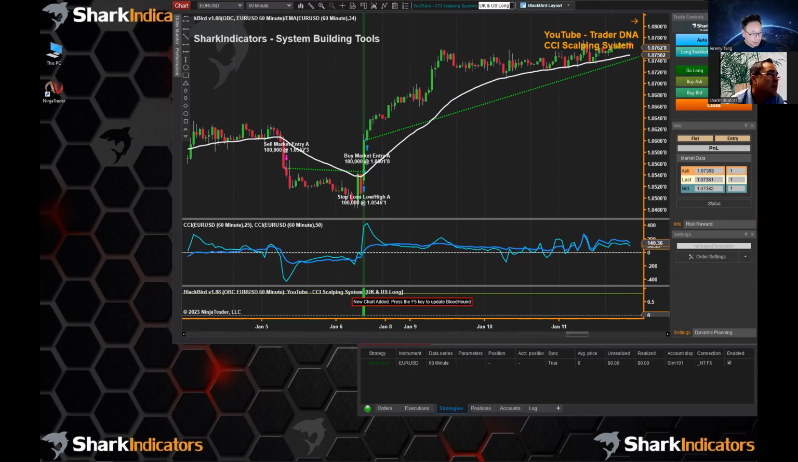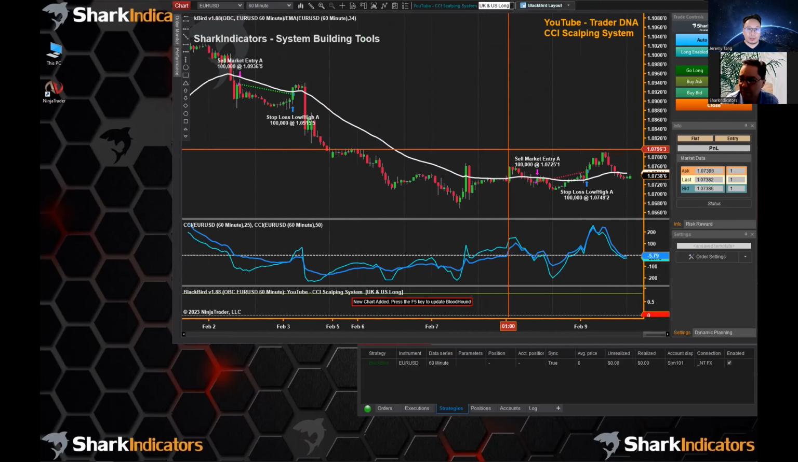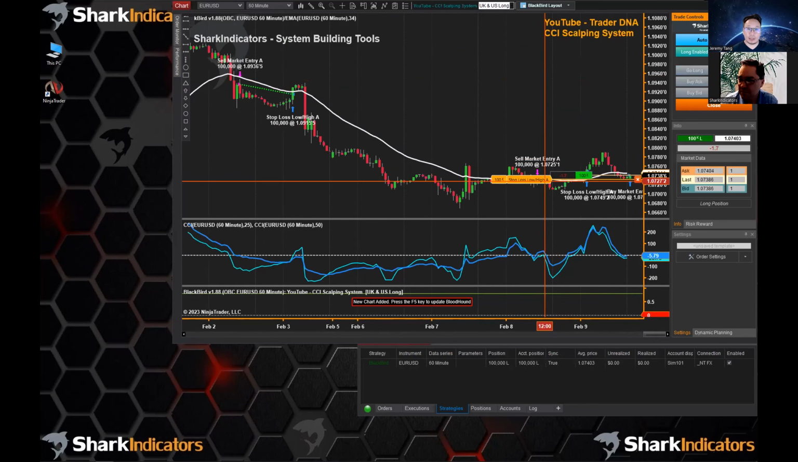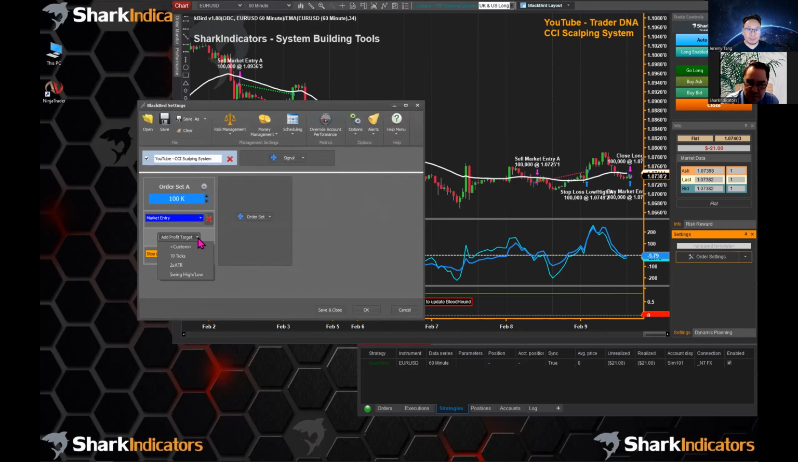Actually, there's a really good one here about running automated and then manually overriding. Absolutely, that's possible. That's definitely a really high demand feature: the ability to switch seamlessly between automated trading and manual trading on the fly. And absolutely, Blackbird is equipped to do that.